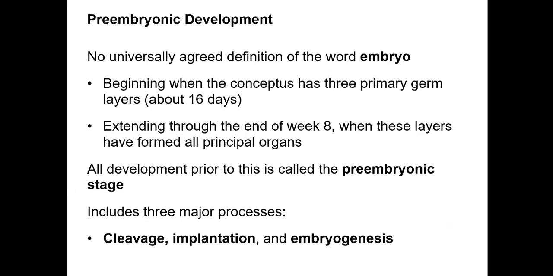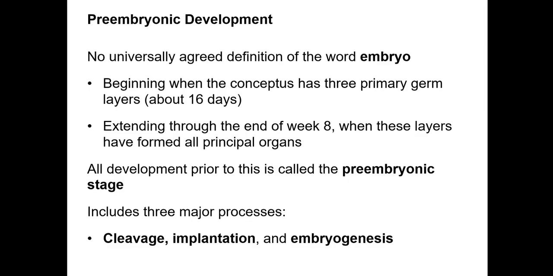So let's look at pre-embryonic development. We know there's really no universally agreed definition for the word embryo. We know that this typically happens when the conceptus has 3 primary germ layers, which is around day 16 of development. And we'll talk more about that in just a few slides. But this will essentially extend through about week 8 of gestation.